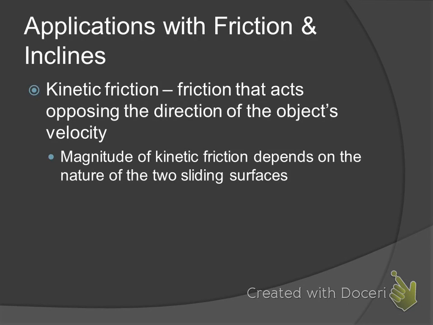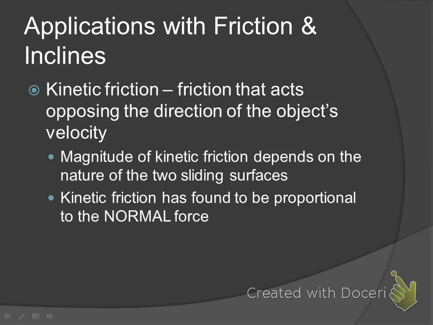So the magnitude of kinetic friction depends on the nature of the two sliding surfaces. So the two surfaces that are interacting, if I have an ice cube on ice, do we think we have very much kinetic friction? No. Now if I have sandpaper on wood, do we think we have very much kinetic friction? Yes. So kinetic friction, and friction in general, depends on the relationship between these two surfaces. And we're going to look at a couple tables that have specific values that can help us determine the friction depending on what the surfaces are.